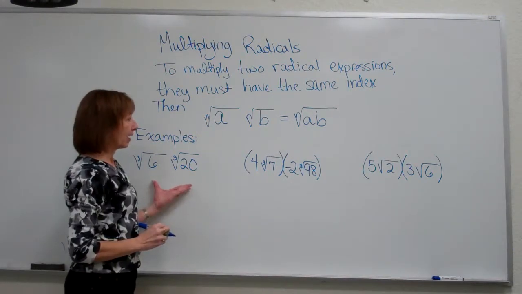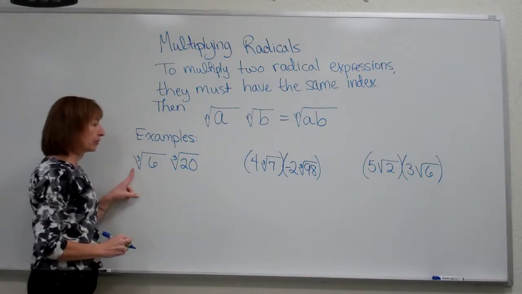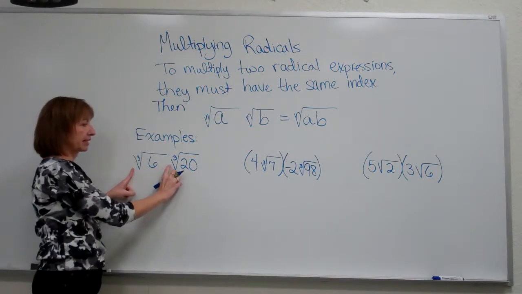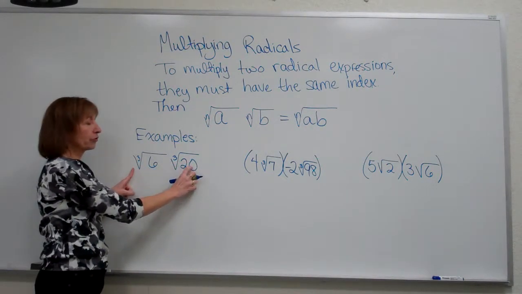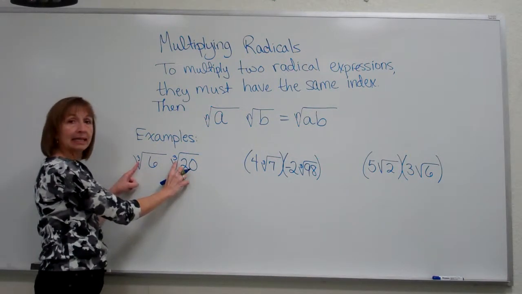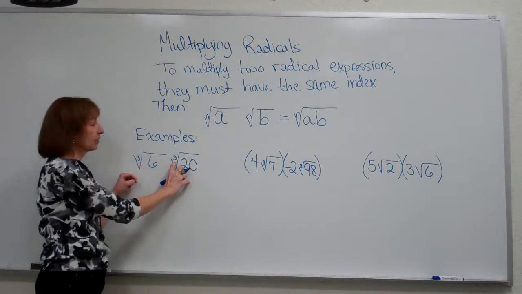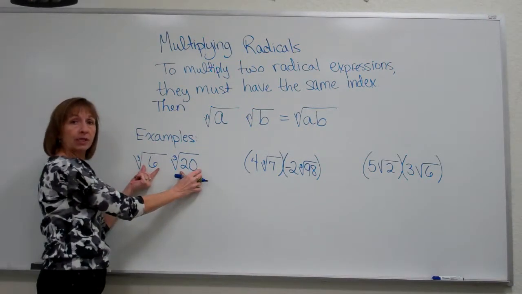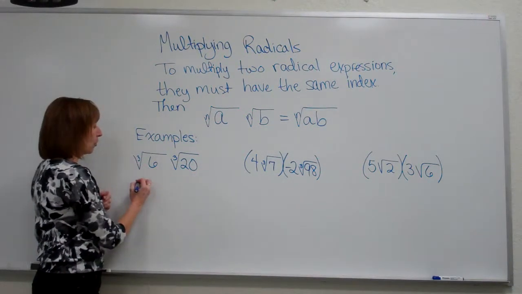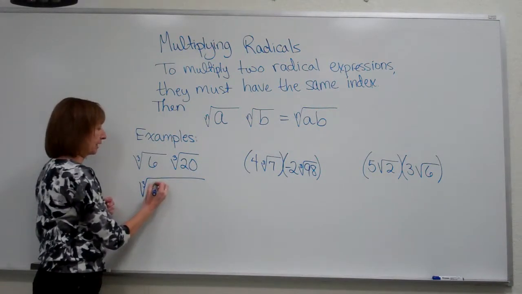So let's look at our examples here. In our first one, it's the cubed root of 6 multiplied to the cubed root of 20. So I do have a multiplication, and the index of the first radical is 3, the index of the second radical is 3. So they have the same index. Both the 6 and the 20 are the radicands. So this is the cubed root of 6 times 20.